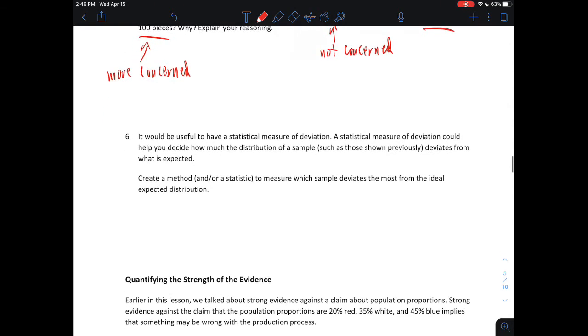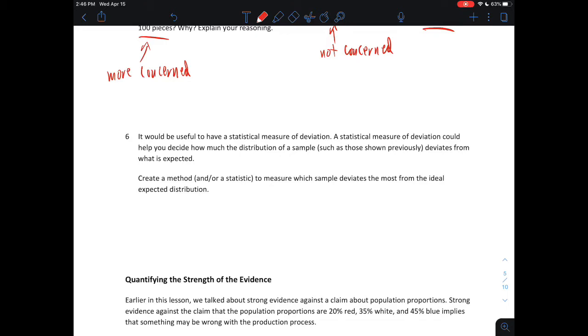Number 6, it would be useful to have a statistical measure of deviation. A statistical measure of deviation could help you decide how much the distribution of a sample, such as those shown previously, deviates from what is expected. Create a method and/or statistic to measure which sample deviates the most from the ideal expected distribution.